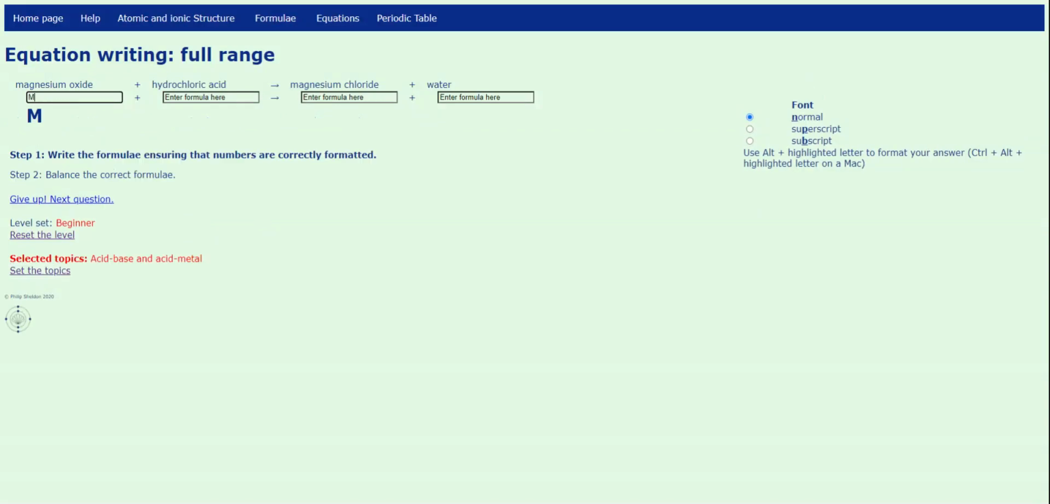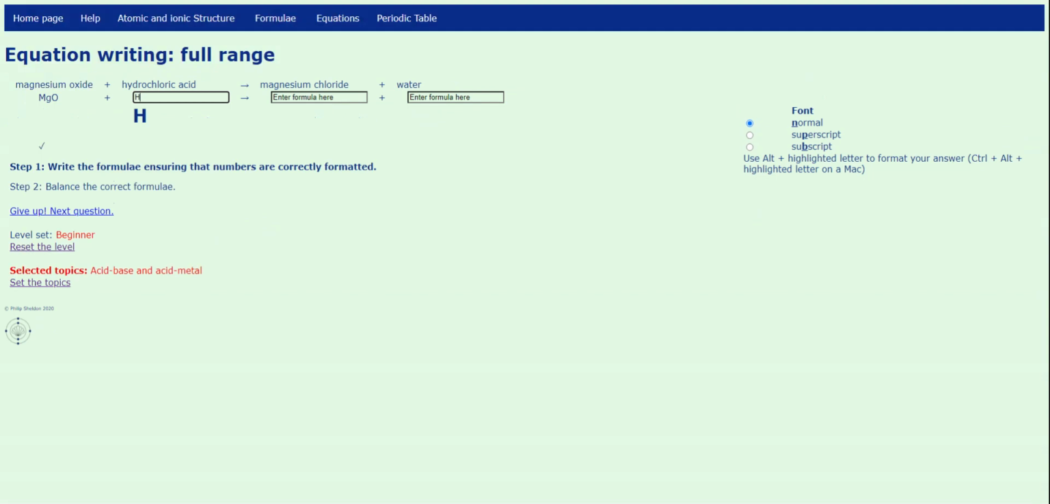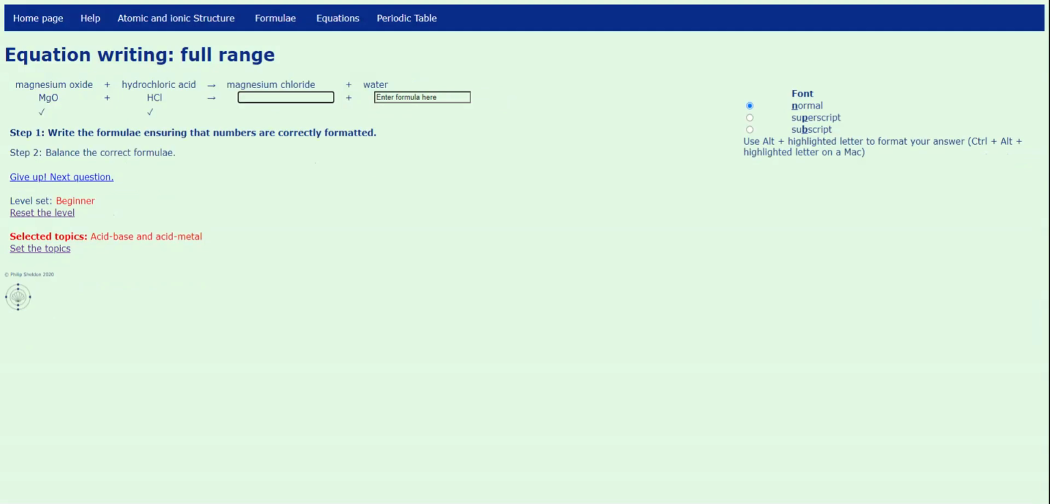So MgO, HCl. Now I've got the capitalization wrong. You'll see that if the answer is not correct, then the box will remain. You'll notice when I get this correct, so when I get a capital C and a small l, the input box will disappear, and we'll get the formula correct. So you don't need to enter anything here when you're writing in the formula.